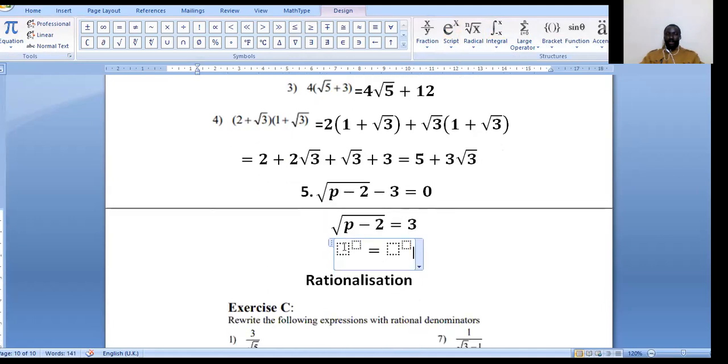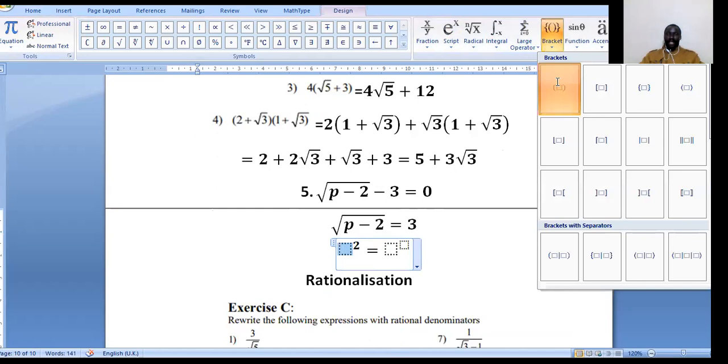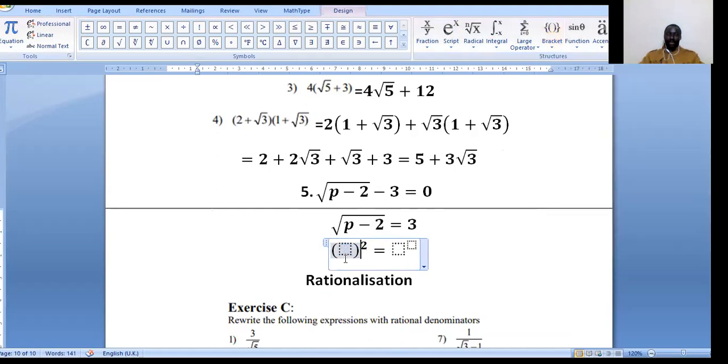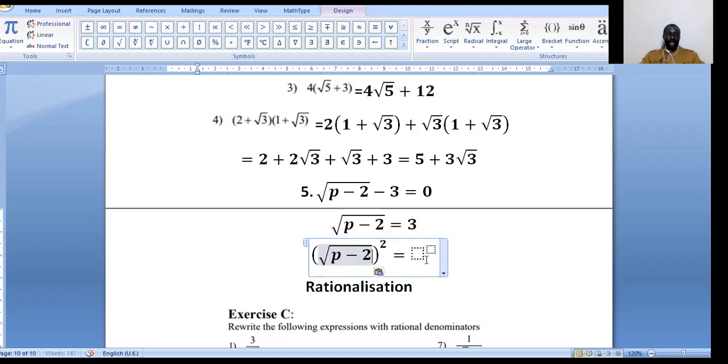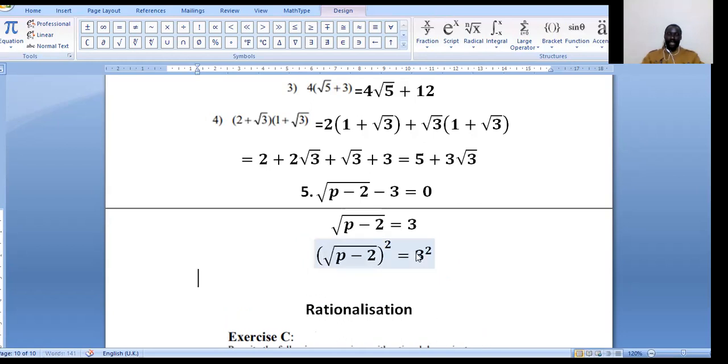Okay, so we are going to be squaring what we had before. And what is that? That is the square root of what? The square root of p minus 2. We are squaring this. What do we have on the right hand side? 3. We also have to square it. When we do that, it will help us to remove this radical sign, the square root sign.